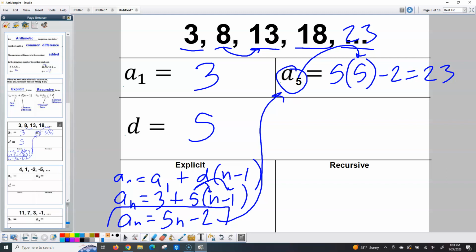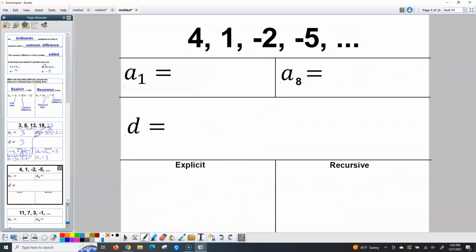Recursive. I've got a sub n equals a sub n minus 1 plus the common difference. And in this case, the common difference is 5. And then we usually write what you started with. So my first term was 3. Next one, first term is 4. Common difference. What am I doing each time? Well, it looks like I'm subtracting 3. So that means my common difference is -3.